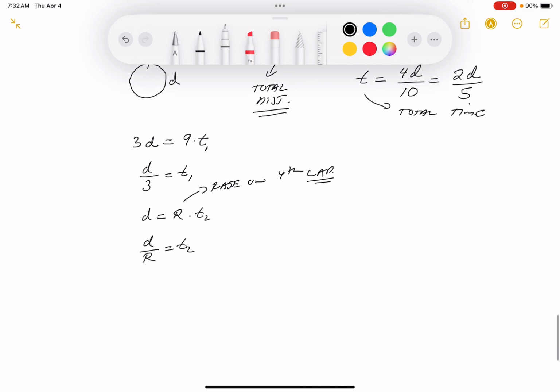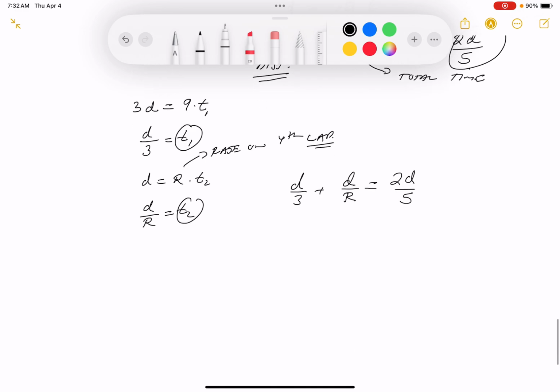Now, what do I know? I know that if I add these times together, D over 3 plus D over R, that's T1 plus T2, would be equal to total time. And what's total time? It's right over here. It's 2D over 5. Now, granted, you may look at this and say there's 2 unknowns in the problem. Yeah, there is. But the bottom line is I can get rid of D now. D is some distance, by the way. Just simply divide both sides by D. You get 1/3 plus 1 over R equals 2/5.